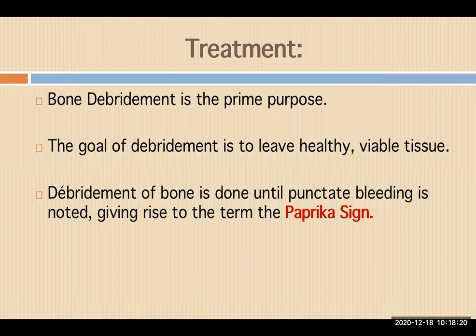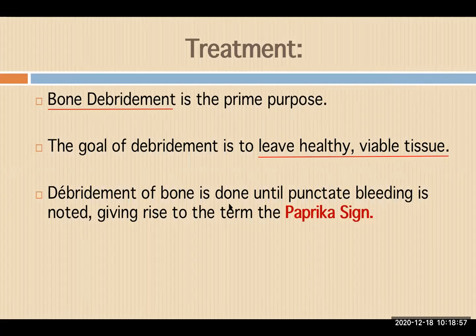Now, finally, what is the treatment? What type of treatment should we provide to a patient of chronic osteomyelitis? The treatment is mainly surgical here, though we definitely give antibiotics. We need to go for bone debridement. We need to remove that dead piece of the bone, all those dead and devitalized tissue from the bone. The goal of debridement is to leave healthy and viable tissues.